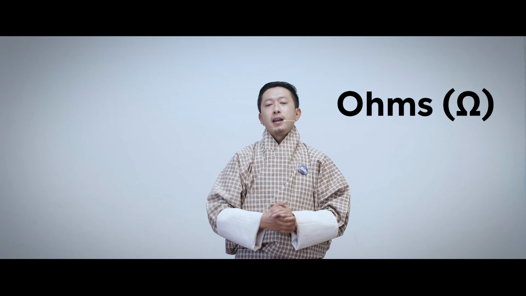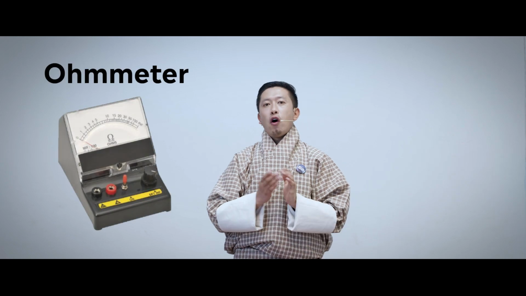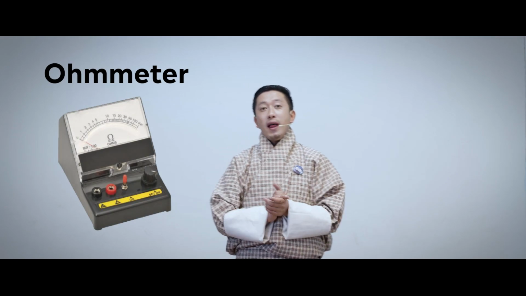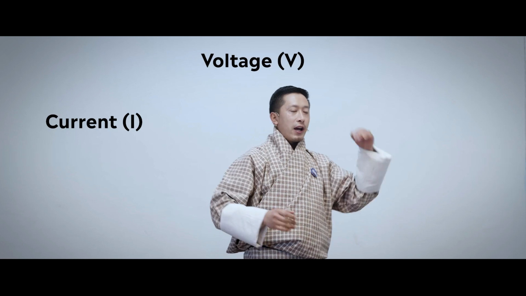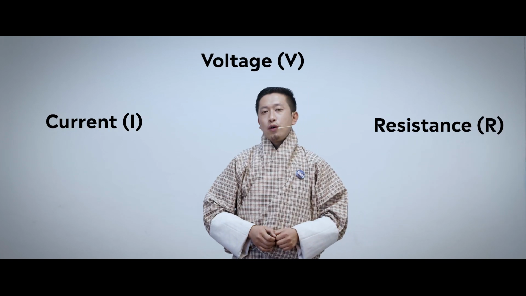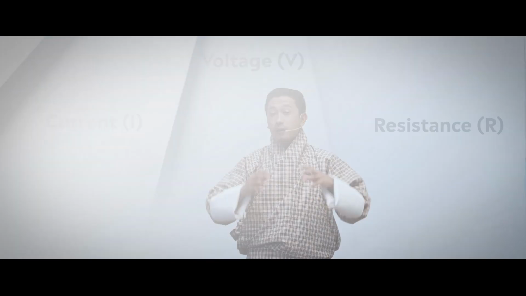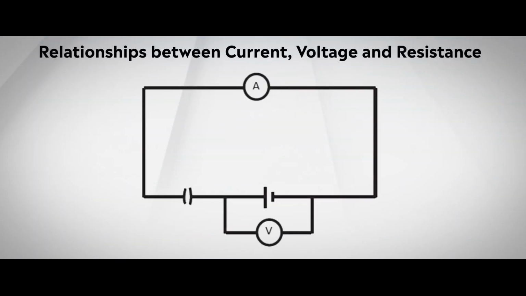And it is also measured in a device called ohm meter. So, that brings us to the end of defining current, voltage, and resistance. Now, let us look at the relationship between these three variables. In the scientific world, people have been trying to establish relationships between different variables, especially between current, voltage, and resistance.